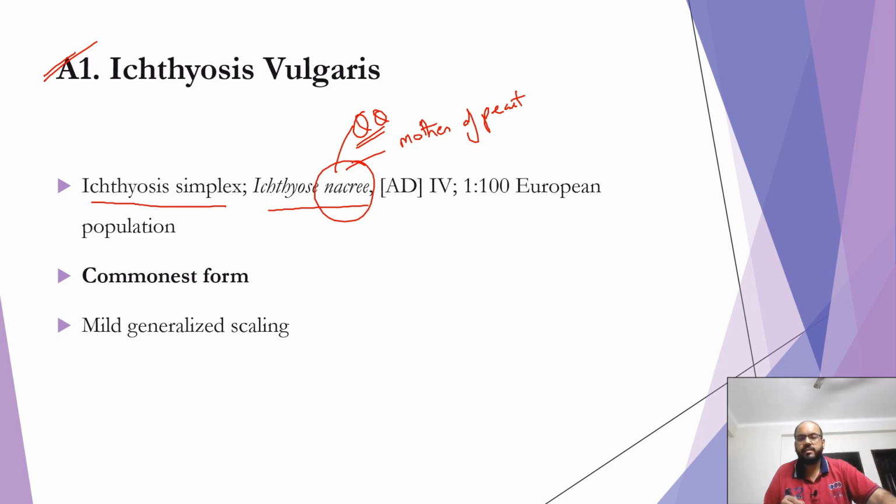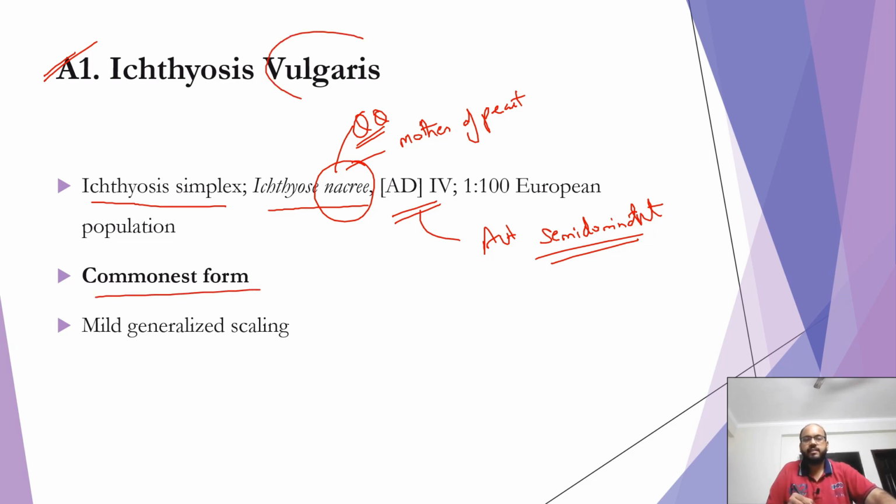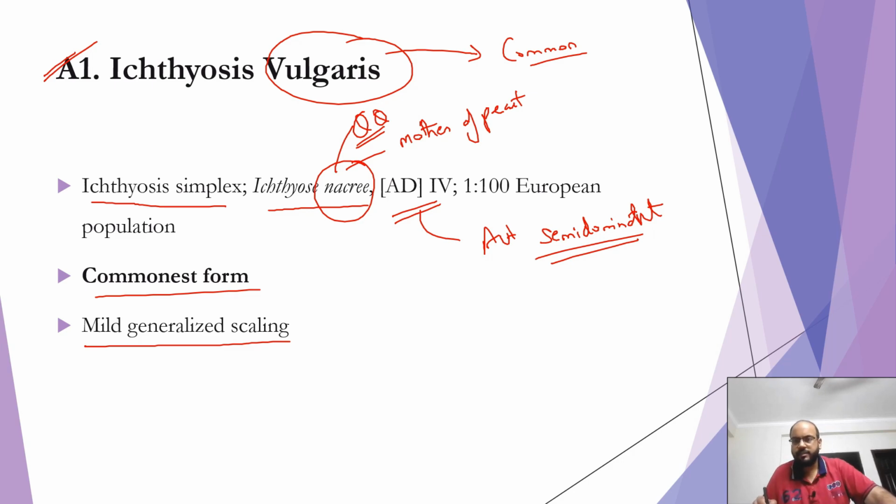Now, initially it was considered as an autosomal dominant form, but this is now considered as autosomal semi-dominant. We'll get to what it actually means. Okay, autosomal semi-dominant. It is the commonest form. Vulgaris means common. So psoriasis vulgaris, verruca vulgaris, lupus vulgaris, ichthyosis vulgaris, these are all terms which mean common. So it's the commonest form of ichthyosis. Now it has mild generalized scaling.